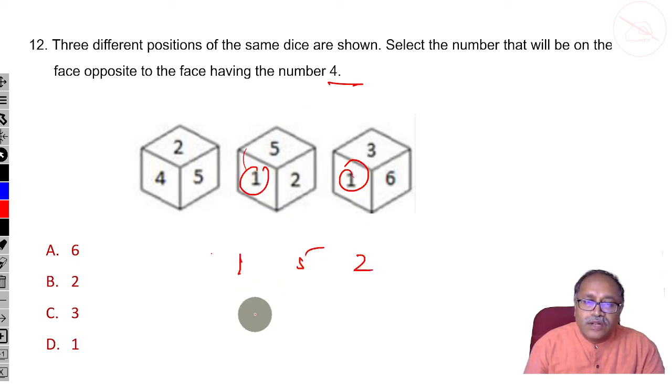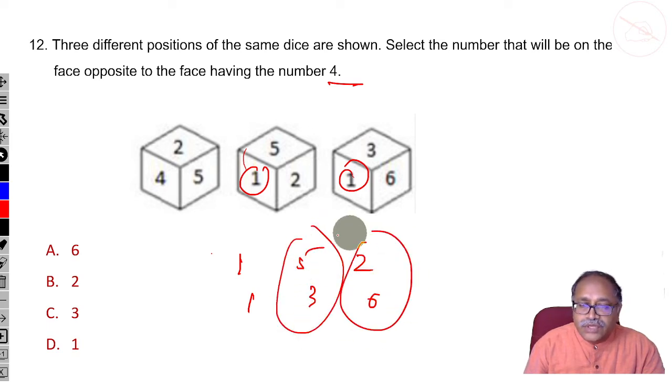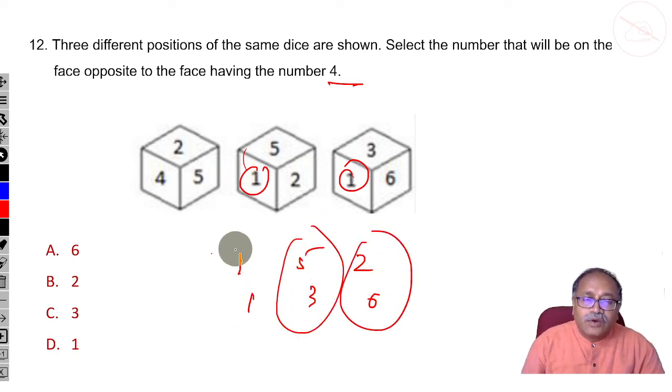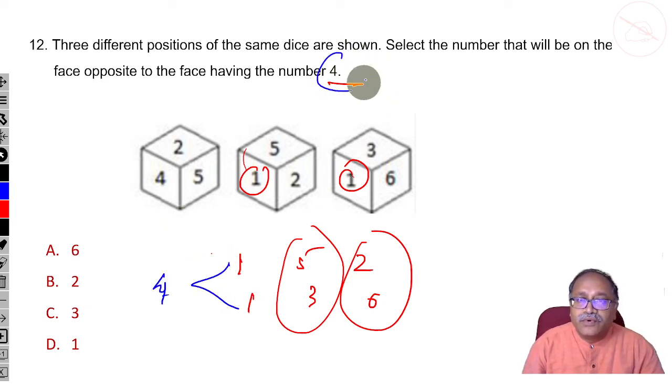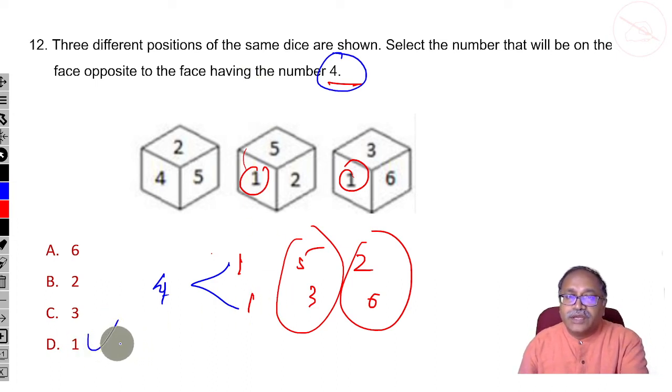And 2, 1 3 and 6. So I know that these two are opposite, these two are opposite. Then what is the opposite of 1? The opposite of 1 is the number left, which is 4. 4 and 1 are opposite to each other. Option D. Hope you are understanding it. Let's move on to the next question.